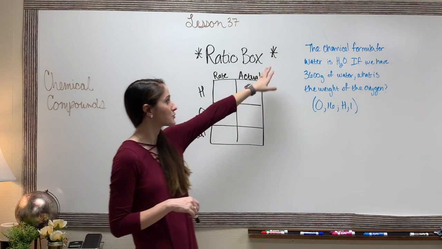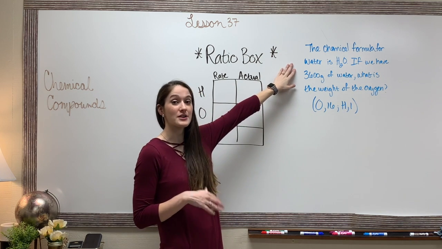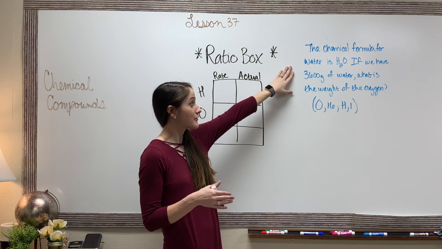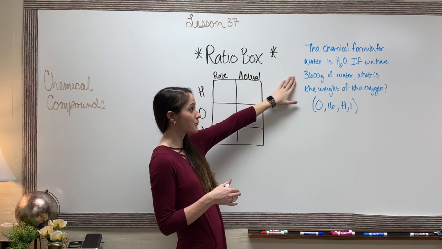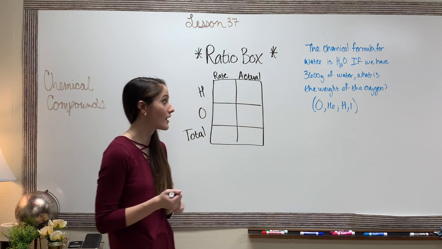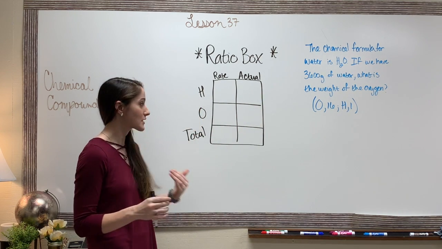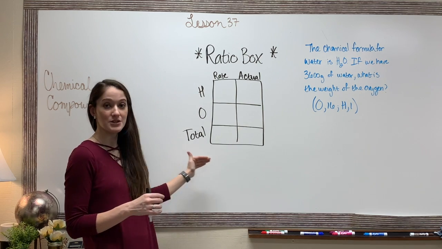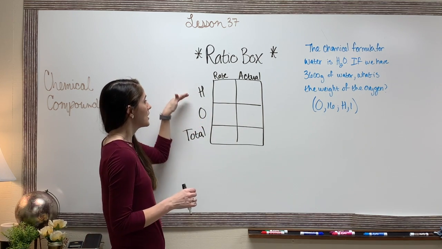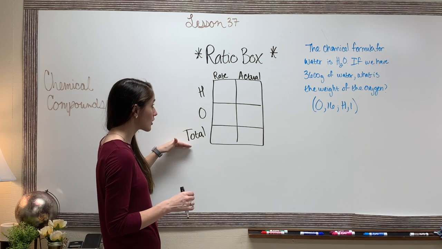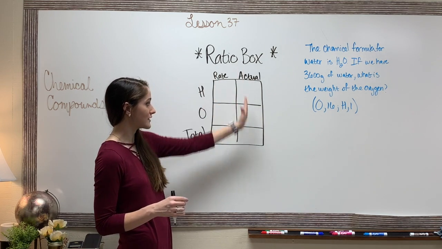So our first example is the chemical formula for water is H2O. If we have 3,600 grams of water, what is the weight of the oxygen? So the way we're going to do this is we are going to set up a ratio box. So this is how we get it set up. We have our hydrogen, oxygen, our total, we have the rate, we have the actual.